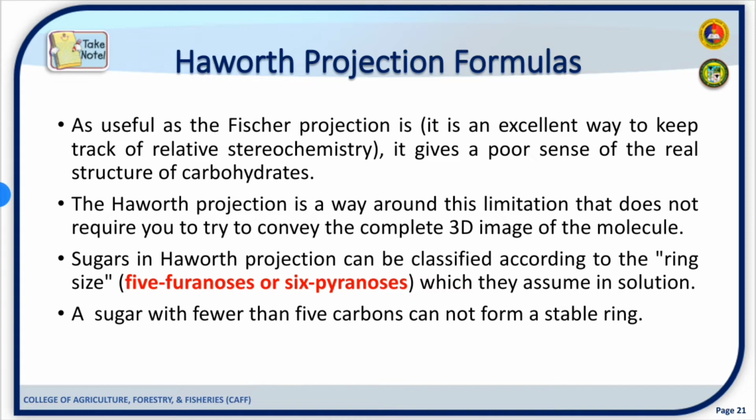Sugars in Haworth projection can be classified according to the ring size, the 5-membered furanoses or 6-membered pyranoses, which they assume in solution. A sugar with fewer than 5 carbons cannot form a stable ring. So, what is the importance of the Haworth projection? Haworth projections are typically used to depict cyclic sugars. Sugars form a 6-membered ring, and they have several stereocenters. In order to distinguish between types of sugars, it is important to have a simple way to draw the sugar molecules while keeping the orientation of the OH attachment.